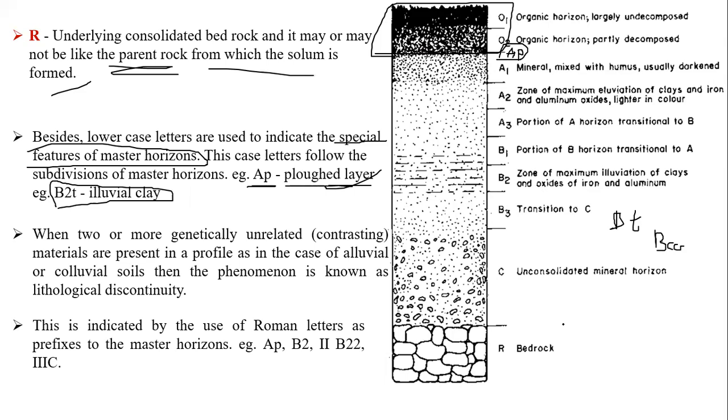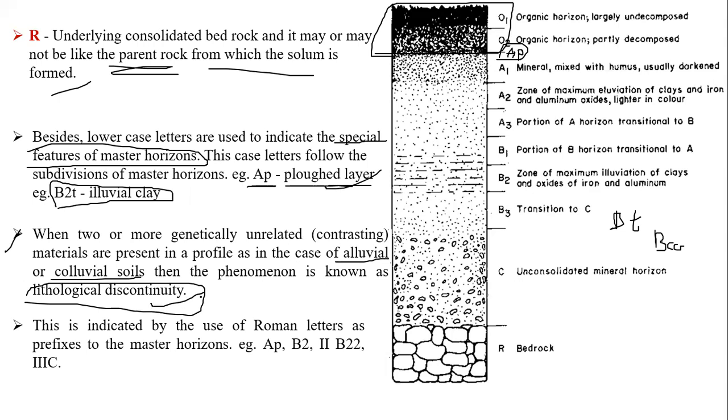When two or more genetically unrelated materials are present in the profile, especially in alluvial or colluvial soils, then the phenomenon is called lithological discontinuity. That means, students, in alluvial and colluvial soils there are complete depositions, so during these depositions you can't get any clear-cut idea about what kind of material was deposited. We can't get what kind of material was present there. So there is some discontinuity. That discontinuity is called lithological discontinuity. This line is important. Once read this: when two or more genetically unrelated contrasting materials are present in the profile, as mostly in alluvial and colluvial soils, this phenomenon is known as lithological discontinuity.